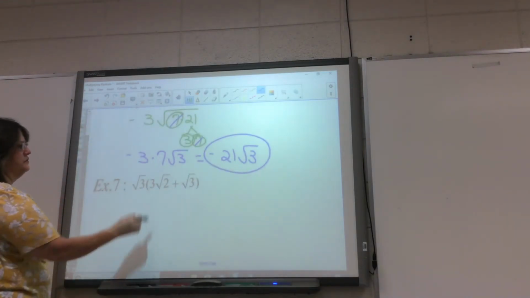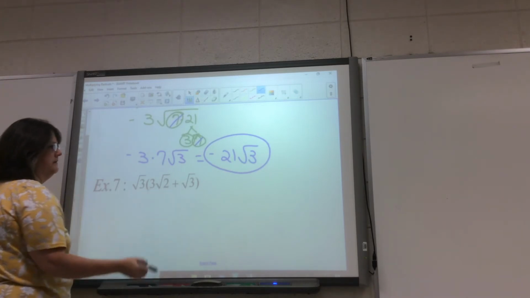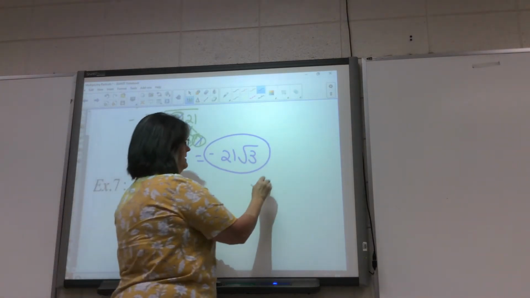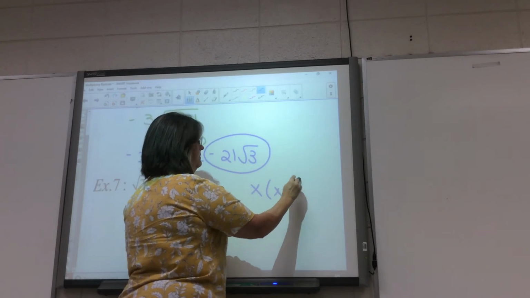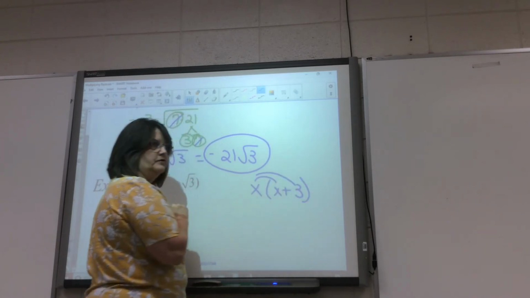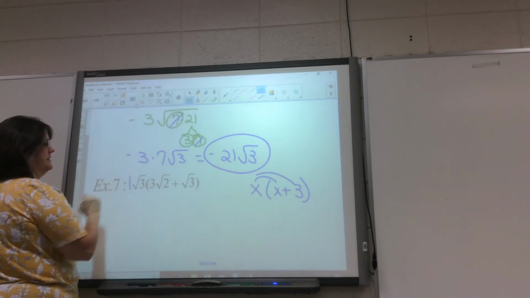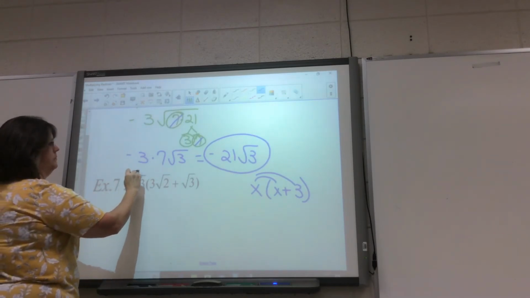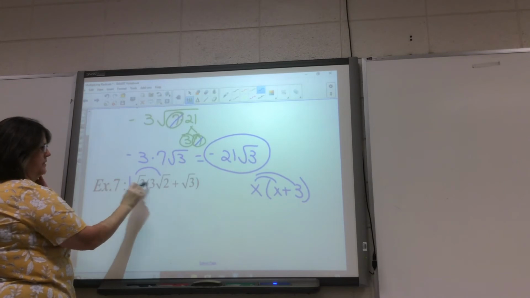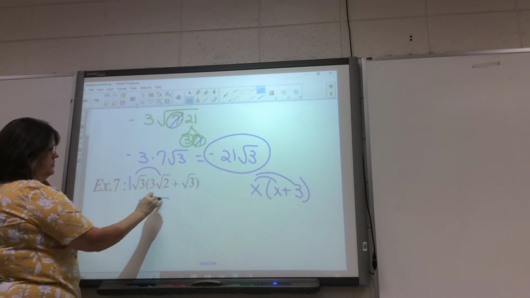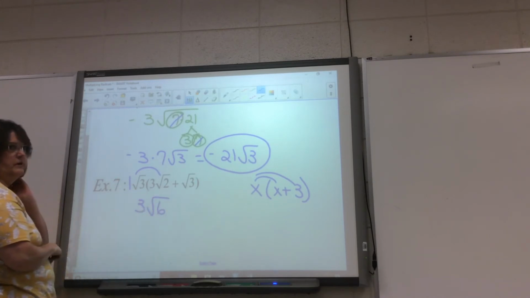Now notice that I have 2 terms inside that parentheses. This is like saying x times x plus 3, and you multiply it by both terms. So I'm going to take the square root of 3, which is inside, and it's got an understood 1 on the outside. I'm going to multiply it times this term. 1 times 3 is 3. 2 times 3 is 6. So I've got 3 square roots of 6.